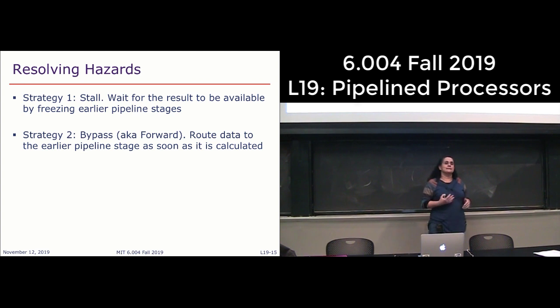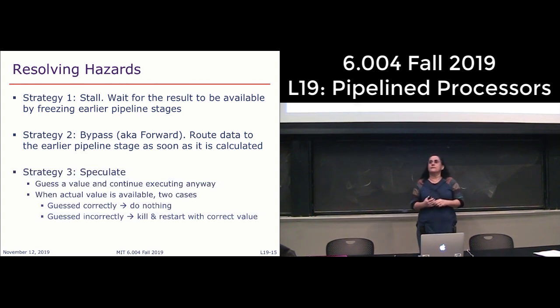The second way that we can deal with data hazards is through a mechanism called bypassing. And the idea here is that as soon as your result is available somewhere in your data path, you're going to grab it from that location in the data path and pass it to the instruction that's needing it, rather than waiting all the way until the end of the write back stage in order to read it from the register file.